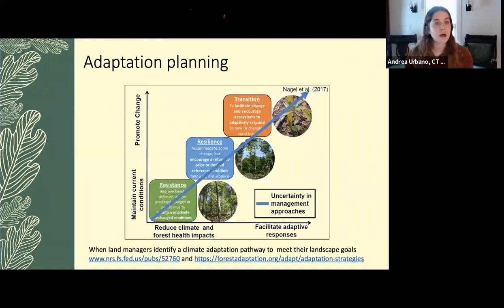So an example of a management option that falls within the transition category might be conducting some facilitated migration. So you conduct a timber harvest, and then you pull from the great list of nurseries that was just provided, and you can select some adaptive species to plant and hopefully protect from herbivory. As we move through this spectrum of management options from resistance to transition, there is inherent uncertainty, or more uncertainty, in the management approaches. Next slide, please.